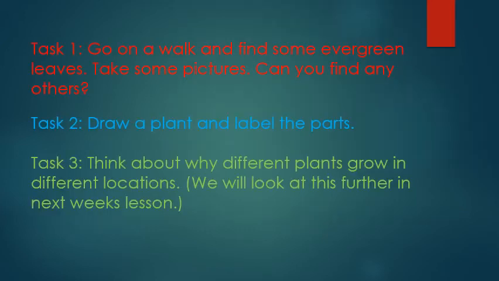So there's your tasks again. I'll just go through them. Go on a walk with an adult within the next week. See if you can find some evergreen trees, evergreen leaves. Take some pictures. Task 2, draw a plant, label the parts. You can look back at this video to help you. Task 3, think about why different plants grow in different places, different locations.